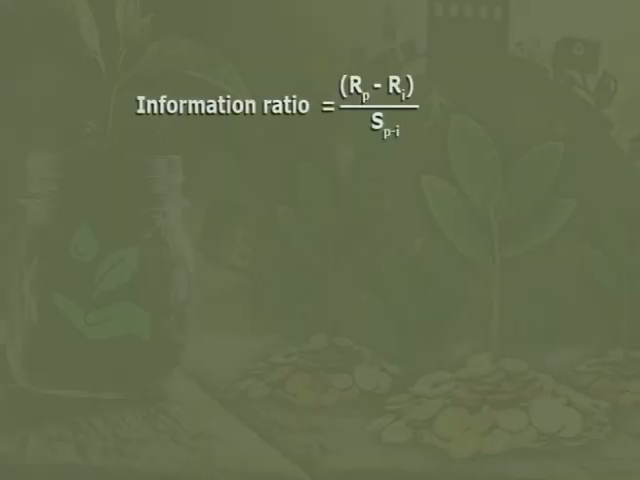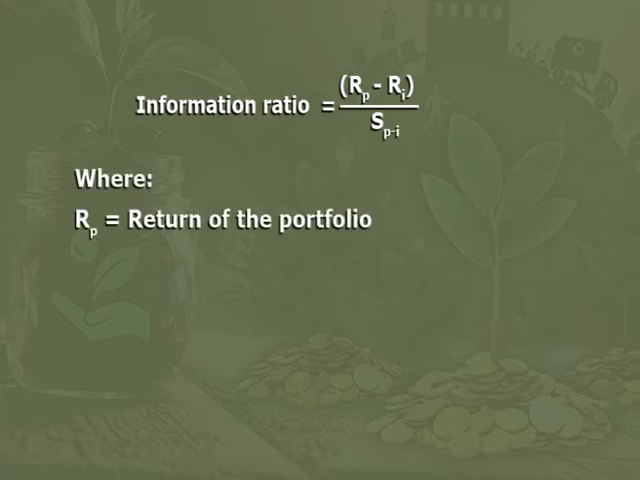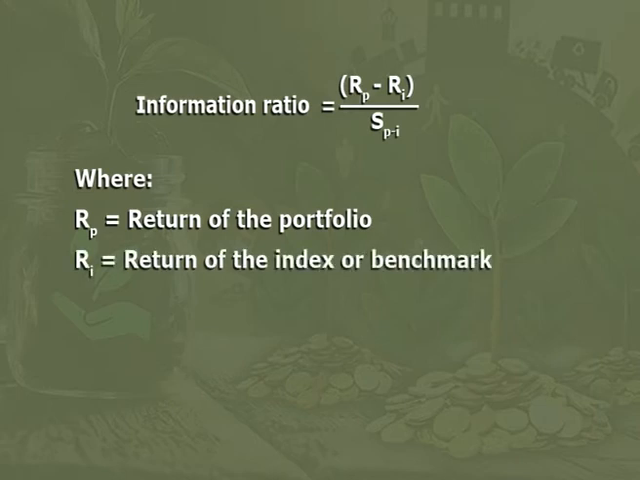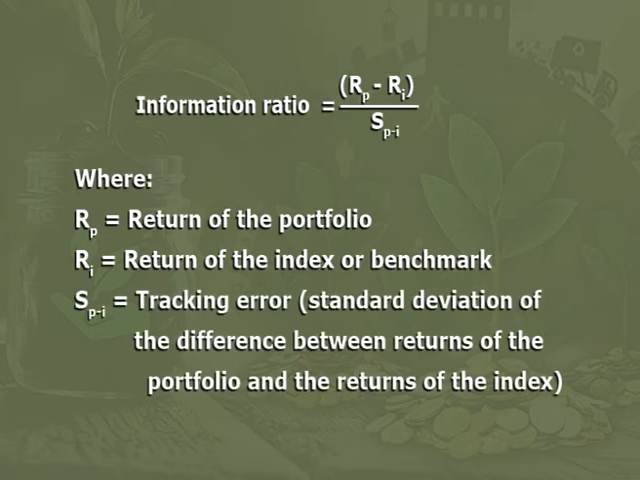Information ratio is a ratio of portfolio returns above the returns of a benchmark, usually an index, to the volatility of those returns. It measures a portfolio manager's ability to generate excess returns relative to a benchmark, but also attempts to identify the consistency of the investor. The formula for the same is information ratio is equal to RP minus RI divided by SP minus I, where RP is return of the portfolio, RI is return of the index or the benchmark, SP minus I is equal to tracking error. Tracking error means standard deviation of the difference between returns of the portfolio and returns of the index.